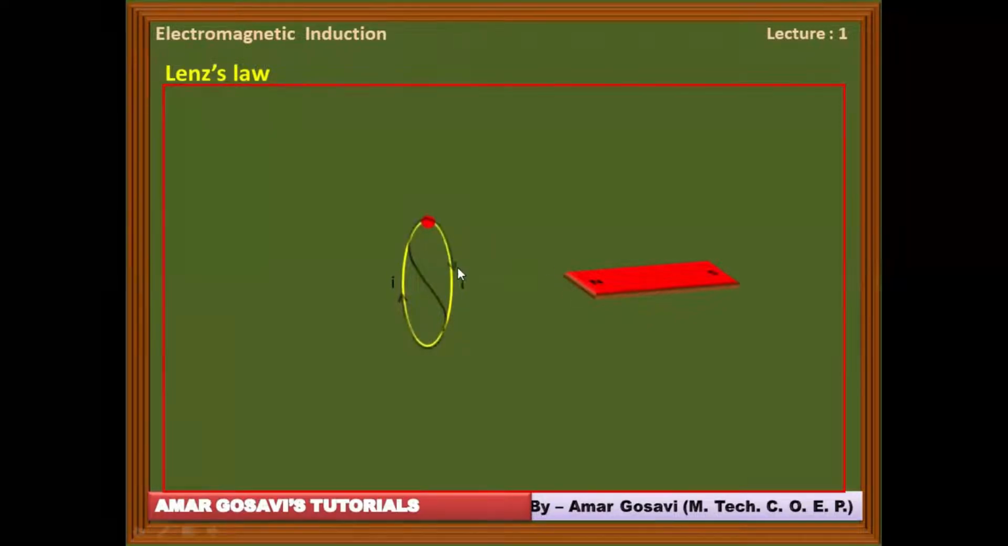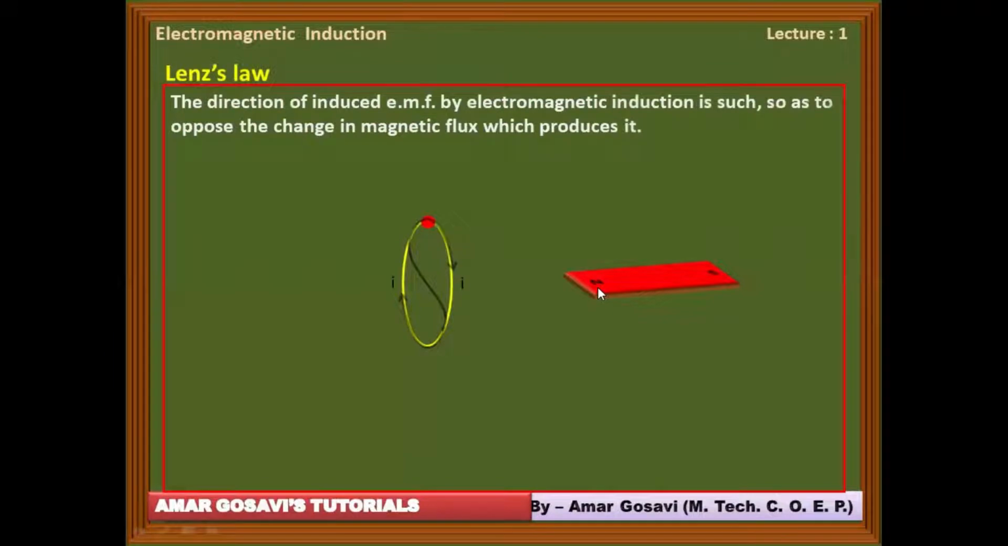So in simple words, can I say the direction of the induced EMF is such that it will oppose its own cause. Now what was the cause? The motion of this magnet. But then this current is not allowing this motion of the magnet to happen. That's what Lenz's law says. So according to Lenz's law, friends, the direction of the induced EMF by electromagnetic induction is such that it will oppose its own cause. Please make a note of it, friends.